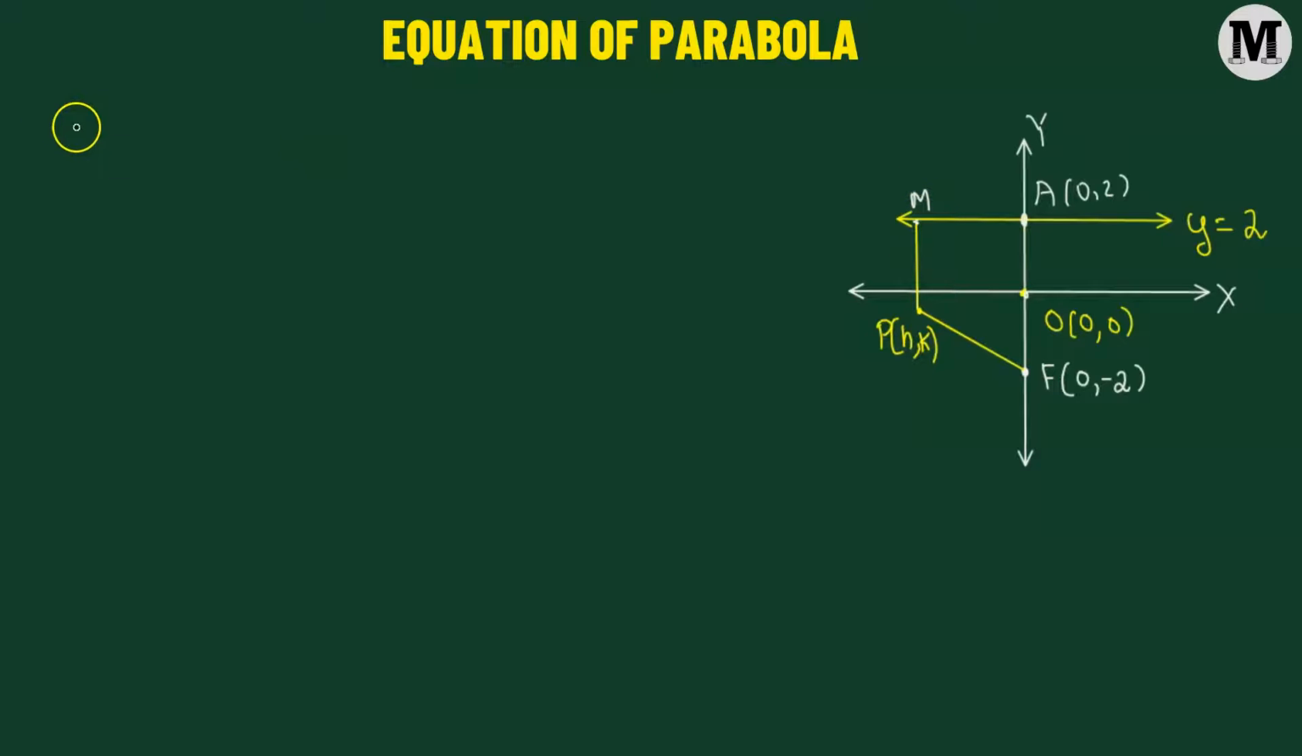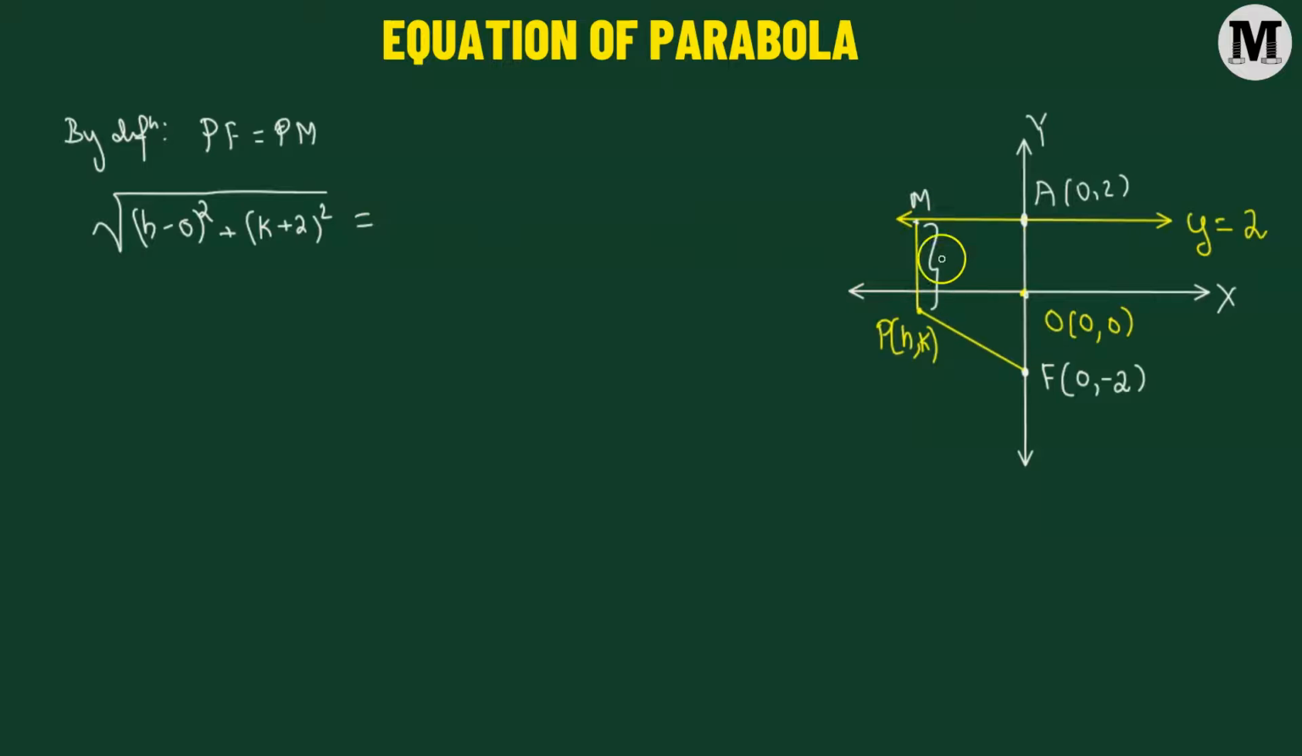So by definition of a parabola, we can say that the length of PF must be equal to the length PM. Now PF, we can easily obtain the length by using the distance formula because we have the coordinates of the endpoints P and F. So here we take the square root; underneath the square root we take the difference of the x coordinates, that's h minus 0, square this value and add it to the difference of the y coordinates. So we'll take k minus negative 2, which gives us k plus 2, and then we square this value as well. This will be equal to the perpendicular distance PM.